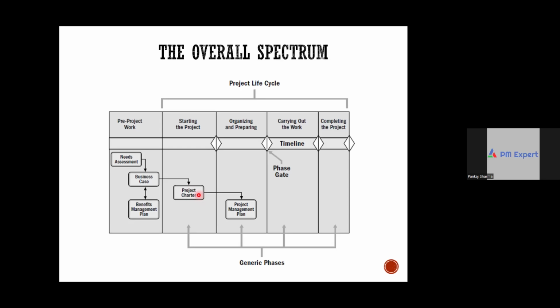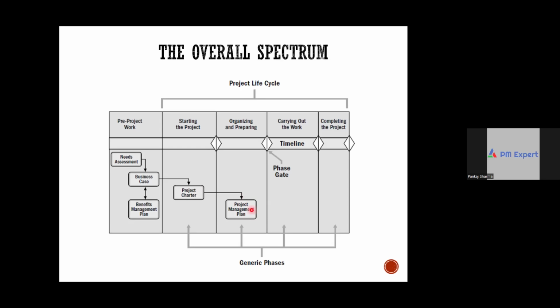And they will be the people who will be approving it. Now, once the project charter is approved, then you will start creating the roadmap for the delivery of the project, which is called the project management plan, right? And based on the project management plan, you will execute the future work of the project, right?